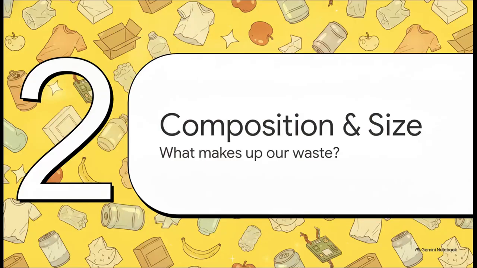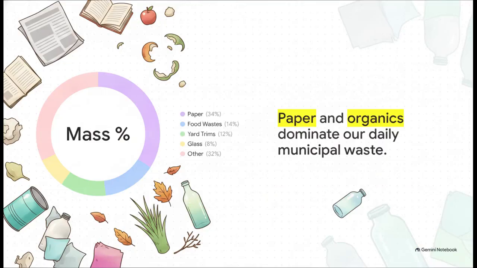Moving to Section 2, composition and particle size. What exactly is sitting inside that municipal solid waste stream? Just look at this typical breakdown. It's kind of wild, right? Paper actually dominates at 34%, followed by organics like food waste at 14% and garden trimmings at 12%. So those 3 categories alone make up a huge chunk of our everyday waste. But honestly, composition is only half the story.